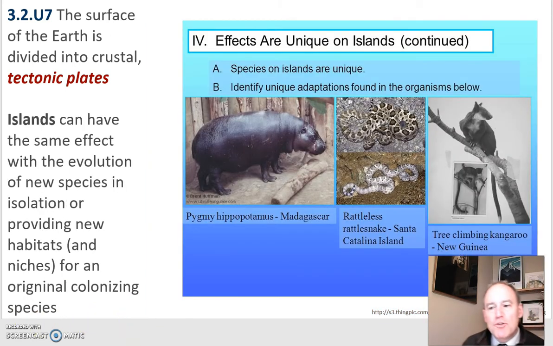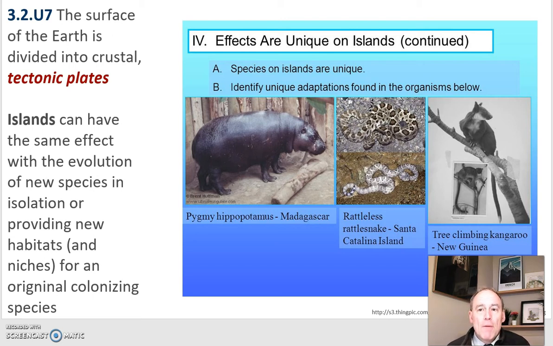Now, we can also see this process occurring on a much, much smaller scale, and quicker in some senses, where we can have islands. And some species on islands can be unique. There can be unique adaptations, such as the pygmy hippopotamus. If it's smaller, it needs less resources. On the other hand, you can get two populations of rattlesnakes, and either due to the bottleneck effect or just local changes, we'll see different colorations of those snakes. The one you can see here is from Santa Catalina Island in California. And the final one is the tree-climbing kangaroo of New Guinea, where there was a niche available for it, and so it moved from being a ground dweller to a tree dweller.